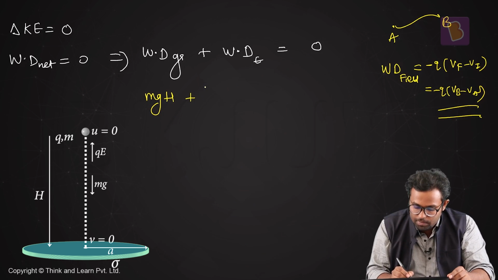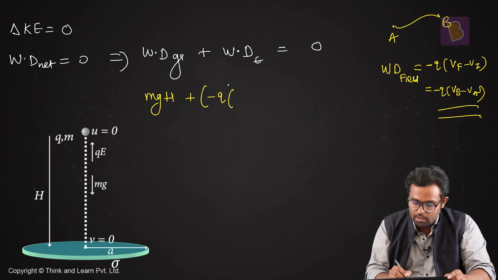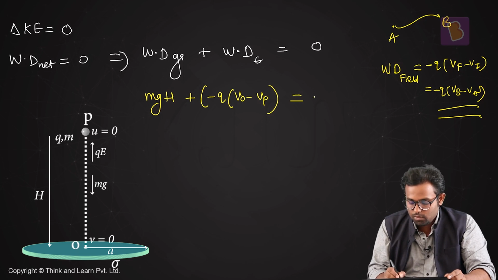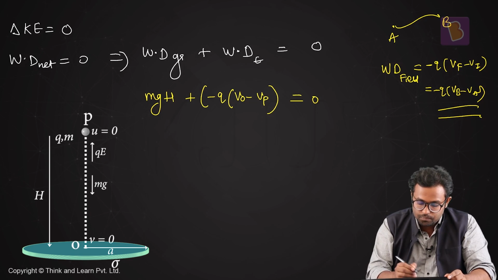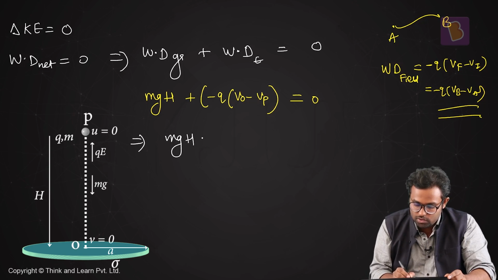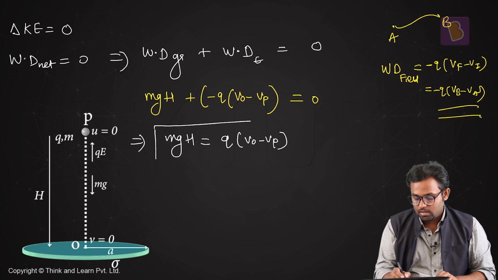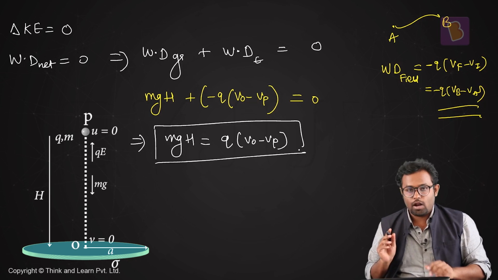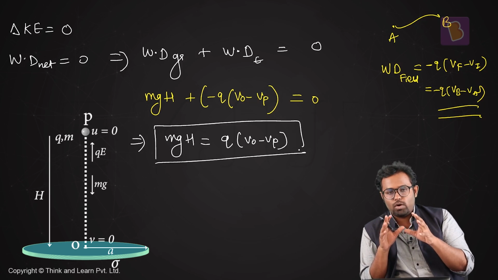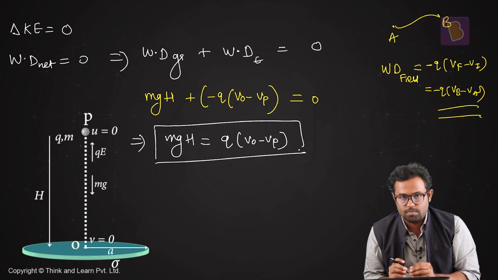So this will be minus Q times of V final, which will be VO, and V initial is VP, right? And that must be equal to 0, which tells us that MGH must be equal to Q times VO minus VP, right? Now my job is to find what this VO and what this VP is, right?